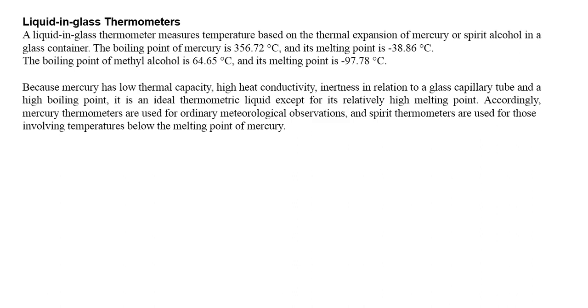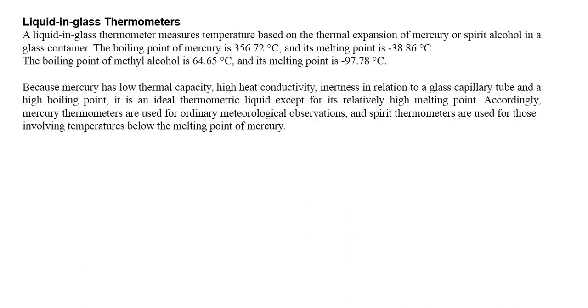Then the next class of thermometers is the liquid in glass thermometers. Liquid in glass thermometers basically measure temperature based upon the expansion of mercury or spirit alcohol in a glass container. The boiling point of mercury is 356 degrees Celsius and the melting point is minus 38 degrees Celsius. The boiling point of methyl alcohol is 64 and the melting point is minus 97 degrees Celsius.